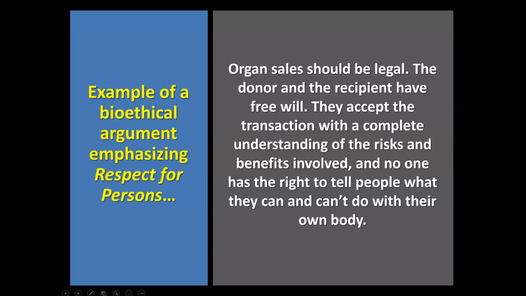Organ sales should be legal. The donor and the recipient have free will. They accept the transaction with a complete understanding of the risks and benefits involved, and no one has the right to tell people what they can and can't do with their own body. So notice, here's the conclusion, and then you've got pretty much everything else breaking down as the premises. These are all really emphasizing just one principle, and that's respect for persons. So in other words, this would be considered kind of an irresponsible bioethical argument because it's lacking emphasis upon the other two principles, namely beneficence and justice.